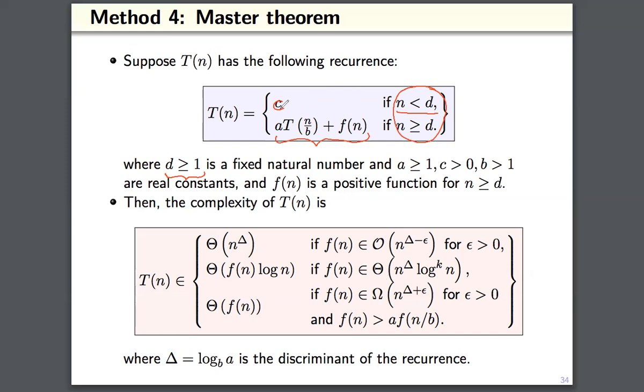Next, C. What about C? C is some constant again. It can be 2, 3, it doesn't matter. C does not come into the formulas here. So you don't need to worry about C, D. Let's focus on A, B, and f of n. Very important, super important. A, look at the constraints. A should be greater than or equal to 1. These can be real numbers. And C should be a constant. And B is greater than 1.